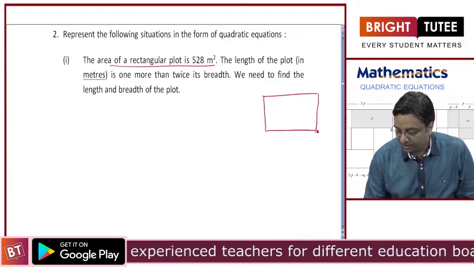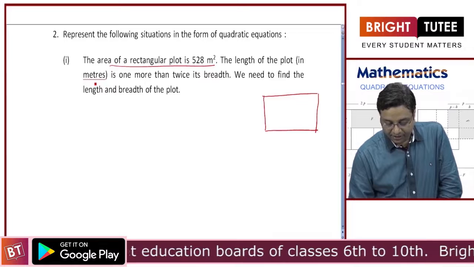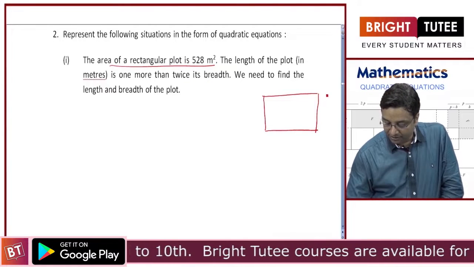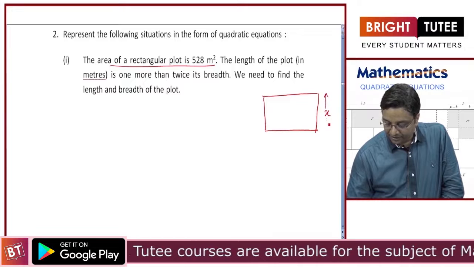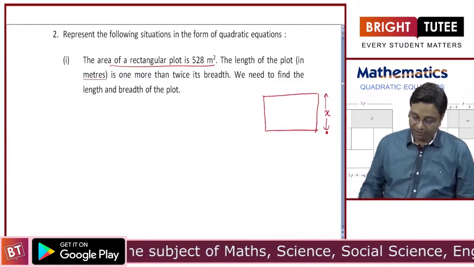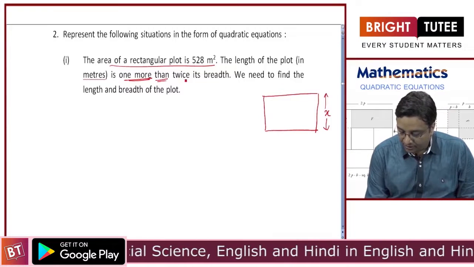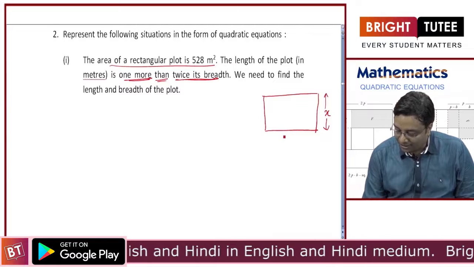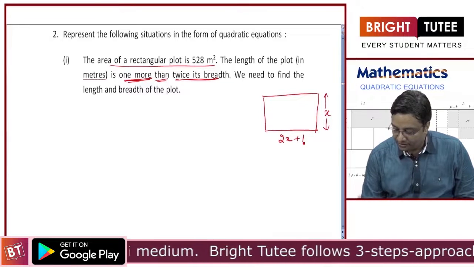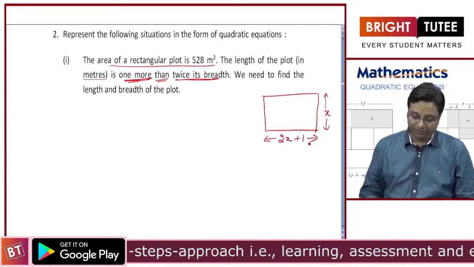Let us say this is my rectangular plot. The length of the plot in meters is 1 more than twice its breadth. Let us say the breadth is x. Okay. So, what is the length according to the question? 1 more than twice its breadth. What is twice its breadth? 2x, and 1 more than that, right? So, the length is 2x plus 1.